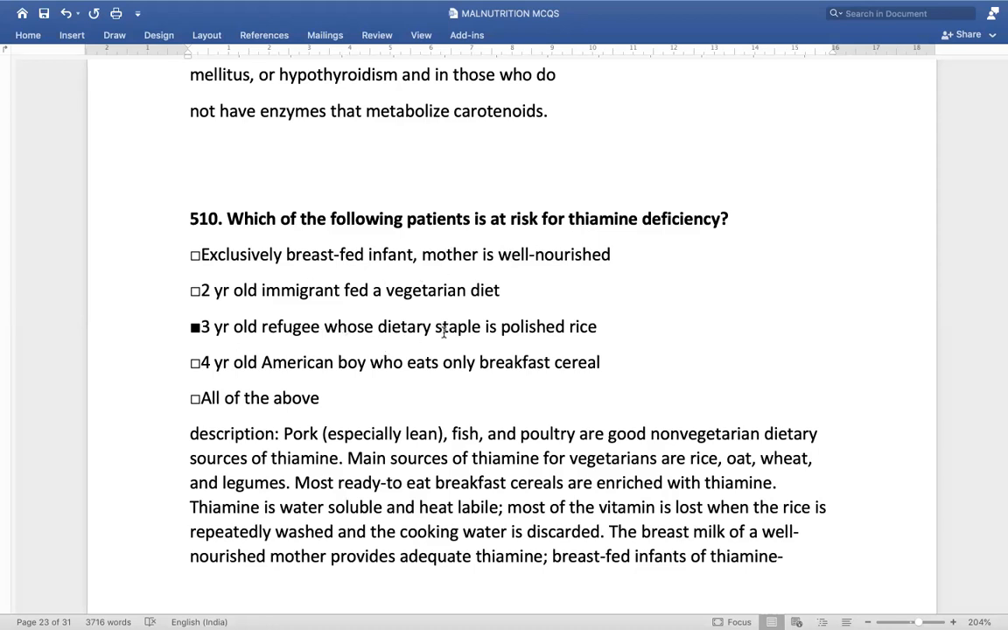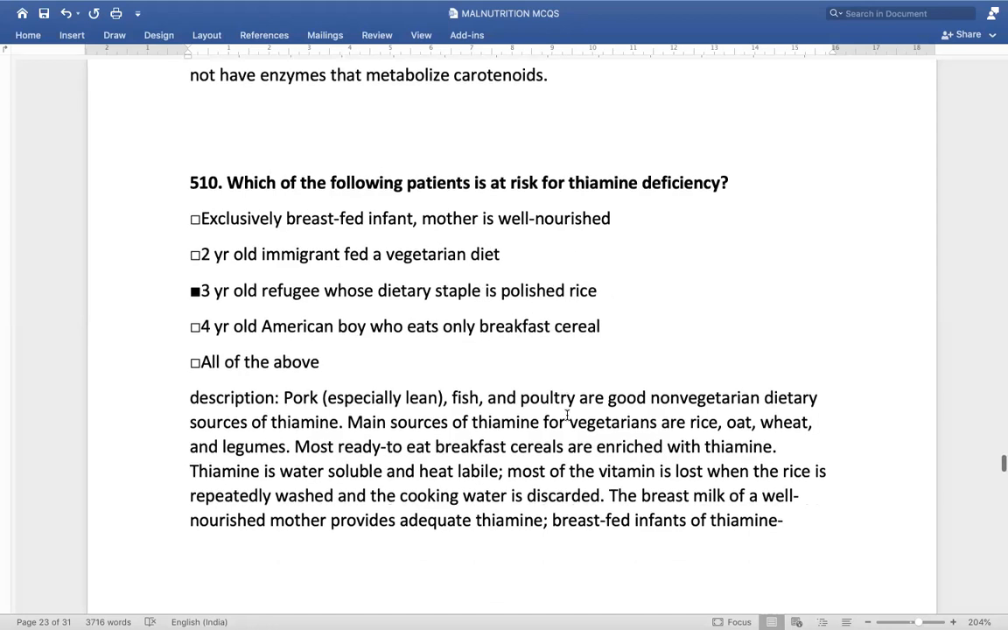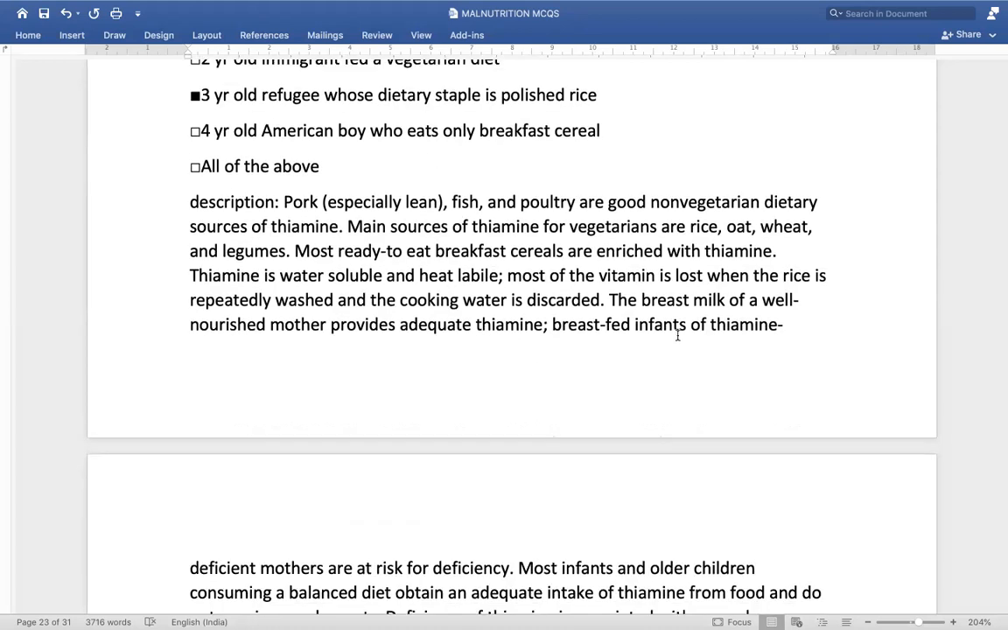A 3-year-old refugee whose dietary staple is only polished rice definitely is a risk factor. And a 4-year-old American boy who eats only breakfast cereal? Cereals are also a good source of thiamine. So "all of the above" is not the answer. Especially if we are eating only polished rice, it is a risk factor for thiamine deficiency.